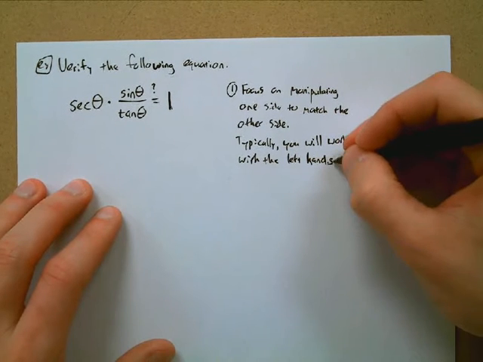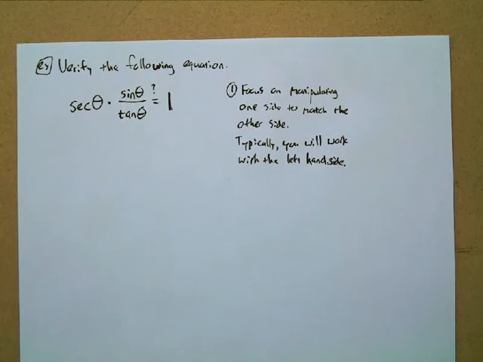It can get very confusing if you try and start manipulating the left-hand side and the right-hand side simultaneously, or if you try and work with the right-hand side, especially in a case like this. All right. Another idea too, another little helpful hint, is to change everything to be in terms of sine and cosine.